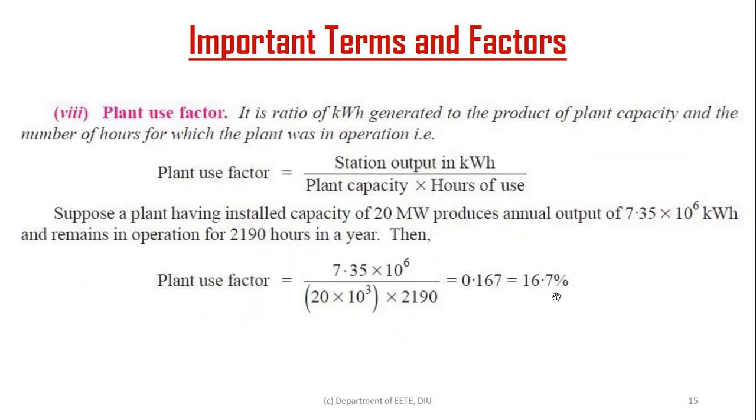That means you are using 16.7% of the capacity to produce the power. So that is quite similar to the plant capacity factor. Don't get confused: when you see words like the amount of hours used, or that the plant is using as per schedule, these words give you the clue for using the plant use factor.